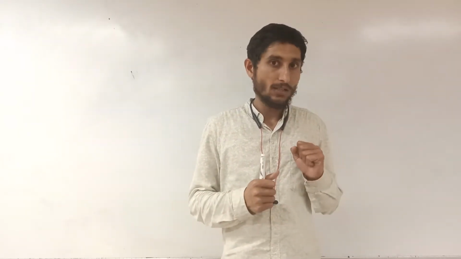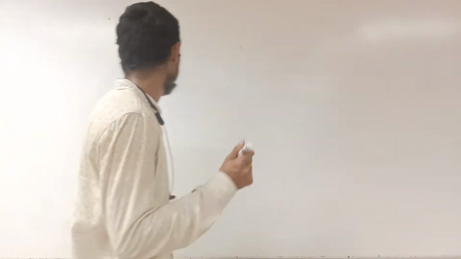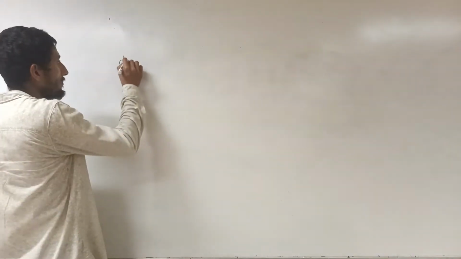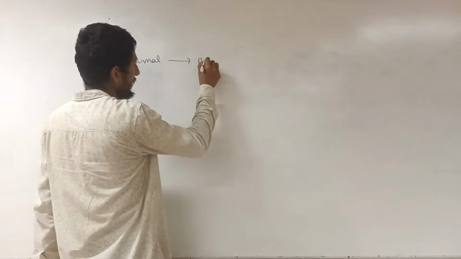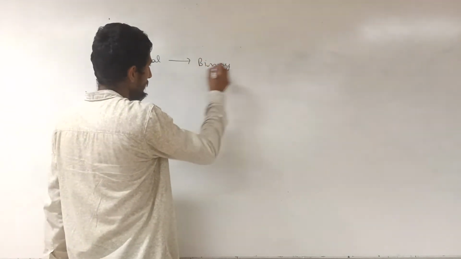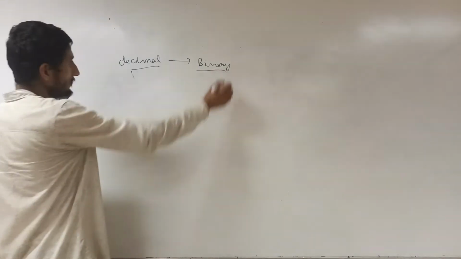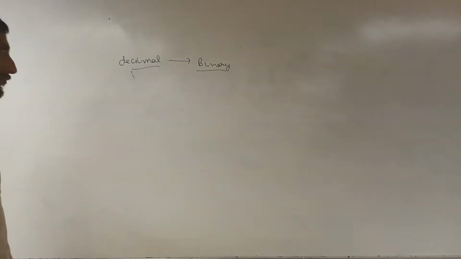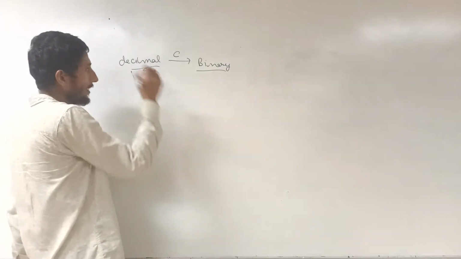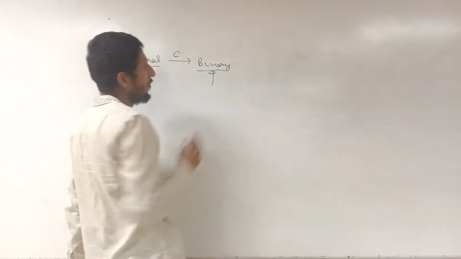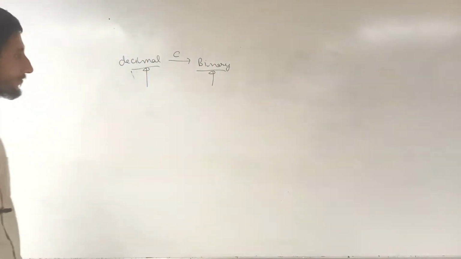So one of the students asked me a question. First of all, let me explain what the question is, and then I will provide you the solution. The question is: a decimal number is given to you and you have to calculate the binary equivalent. You have to write a program in C language. Input is a decimal number and you have to find the binary equivalent of that number. Are you following this one?